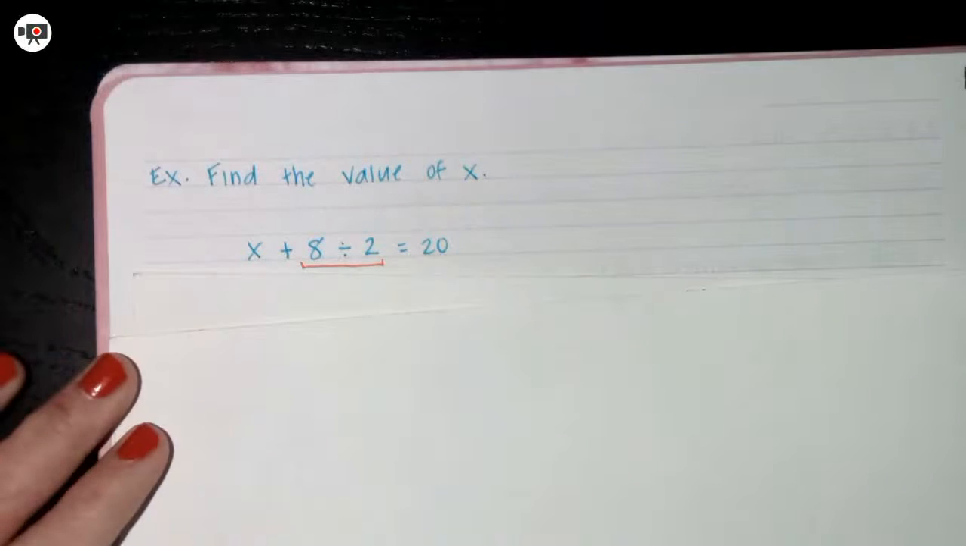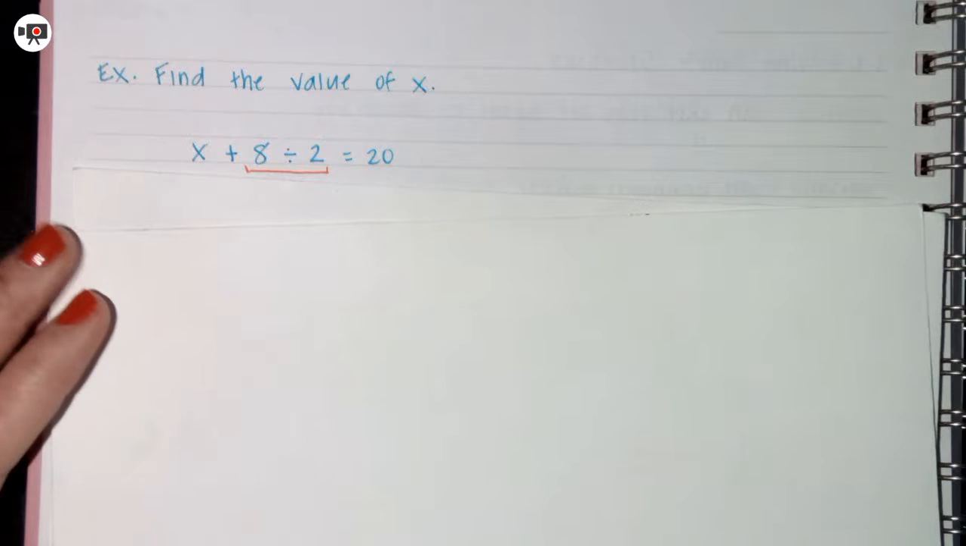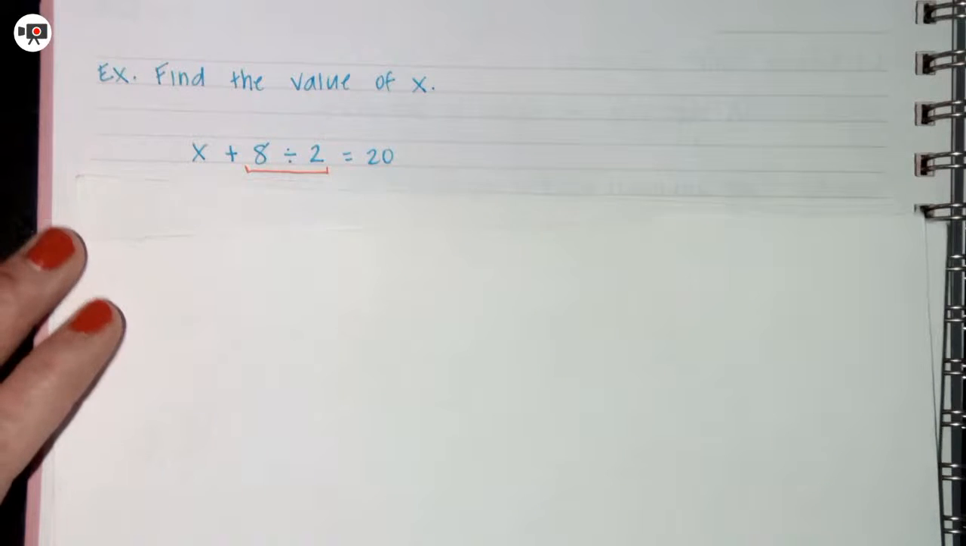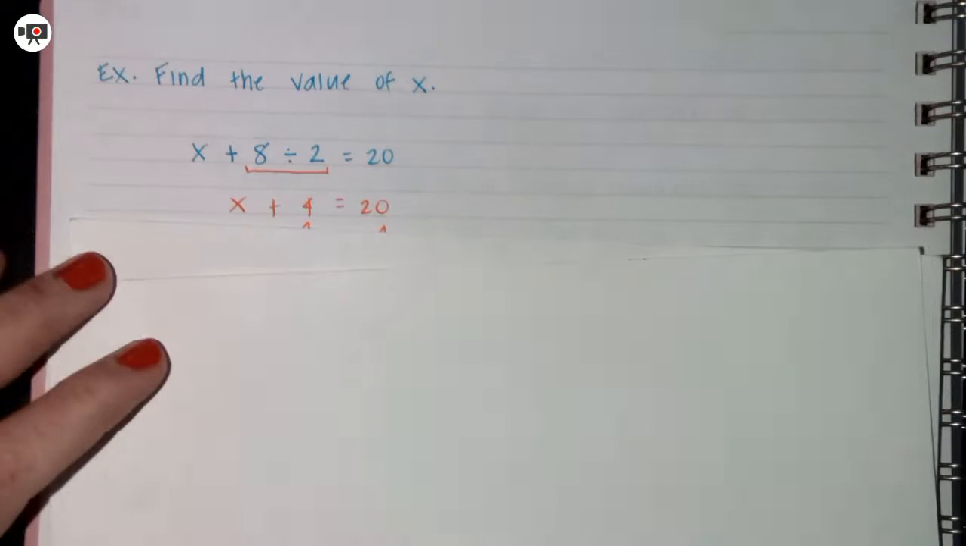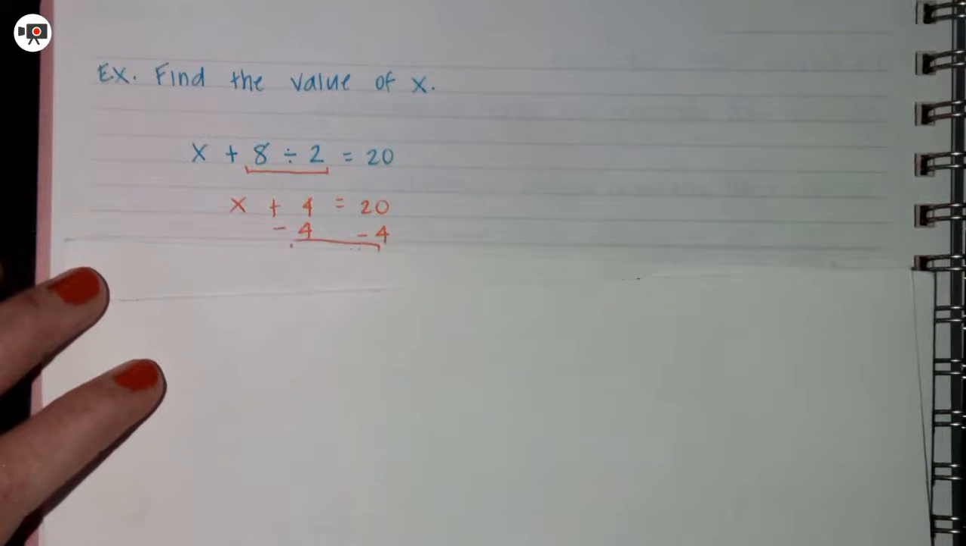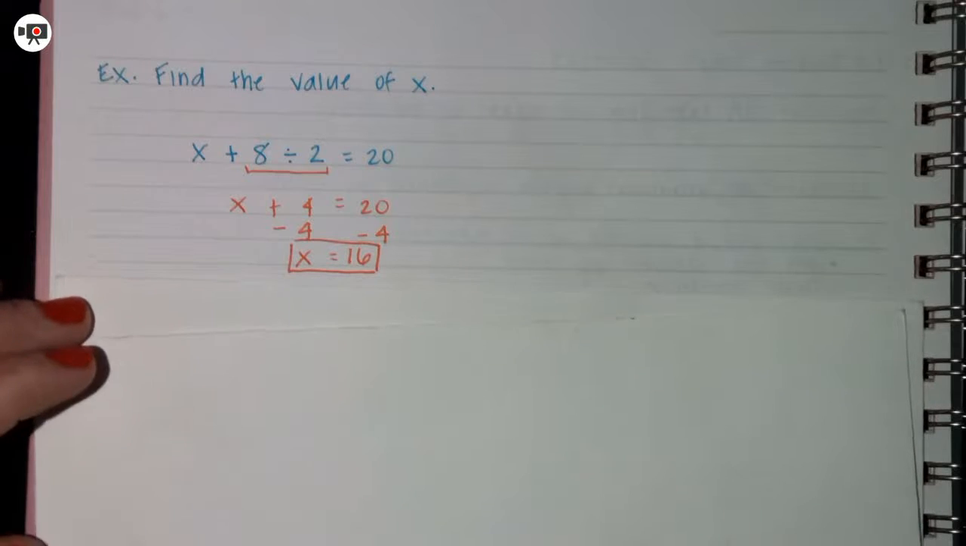Now we're going to find the value of x for these ones. If I have x plus 8 divided by 2, that equals 20. I can simplify this left side by doing 8 divided by 2, which is 4. So I have x plus 4 equals 20. Then you get x by itself. Subtract 4 on each side, and x is 16.